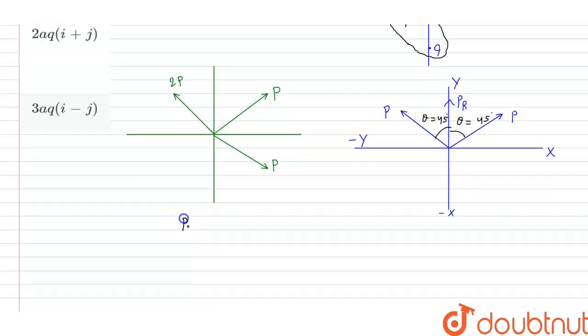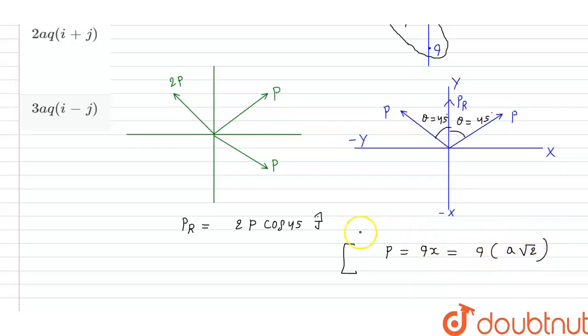So the resultant dipole moment PR is equal to 2p into cos 45 j cap, because the resultant is in y direction, and we know that dipole moment P is equal to q into x. Q is the charge and x is the distance between the two charges. Q into x is a into under root 2, and we know that cos 45 is equal to 1 divided by under root 2.